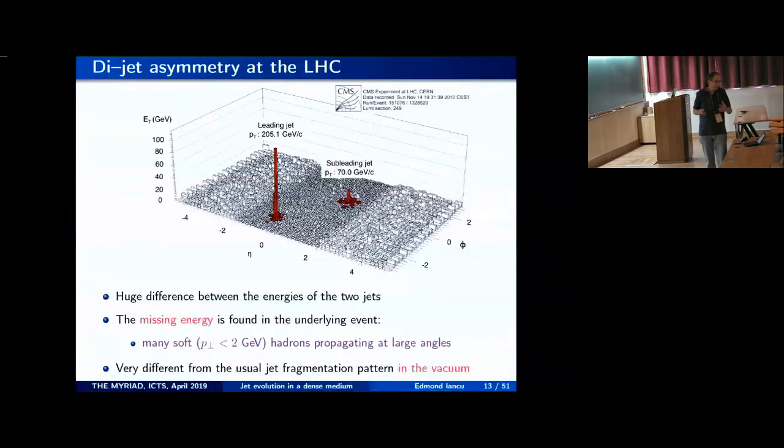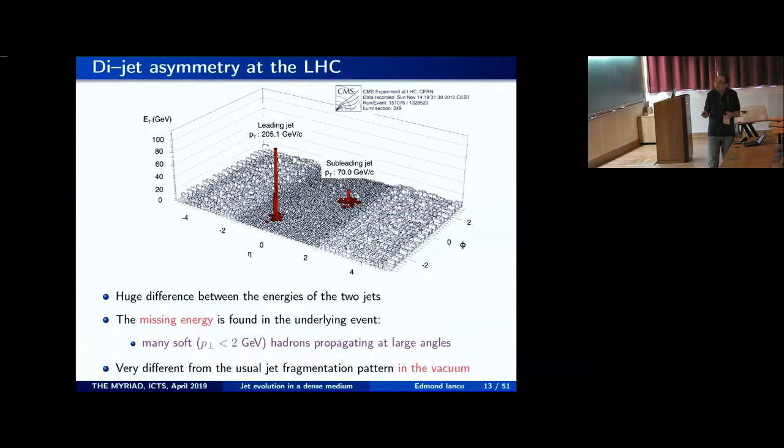energy by radiating dozens of very soft hadrons which propagate at large angles, and in such a way that they're not a part of the jet anymore, because the jet has an opening which is conventional, and since they're not a part, they're not counted in the jet, but they're in the background. And the total energy in the hemisphere around the leading jet is equal to the total energy in the hemisphere around the away jet. That was very nicely checked by the experimentalists. So it's a matter of energy redistribution, not of missing energy.